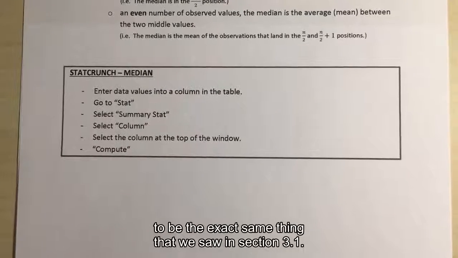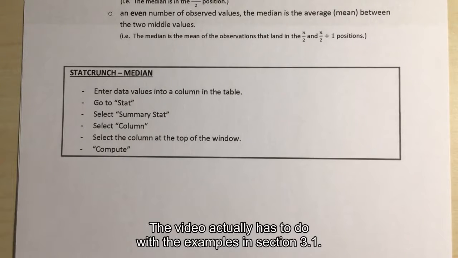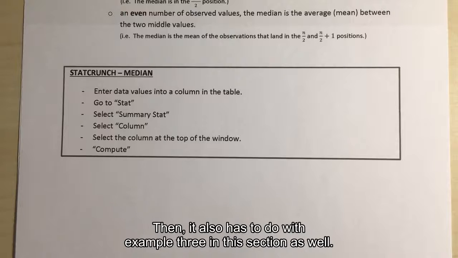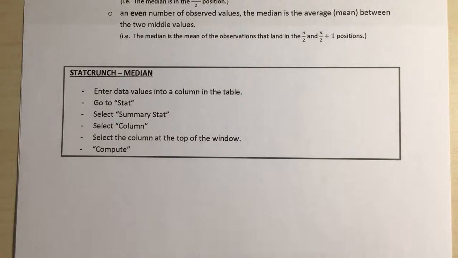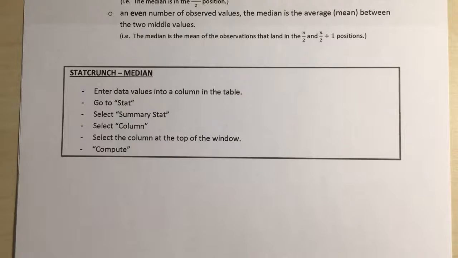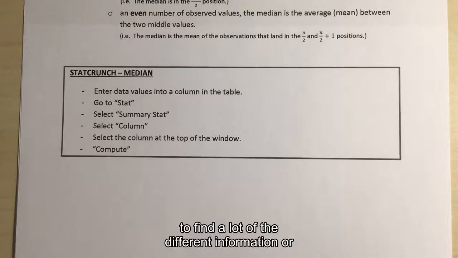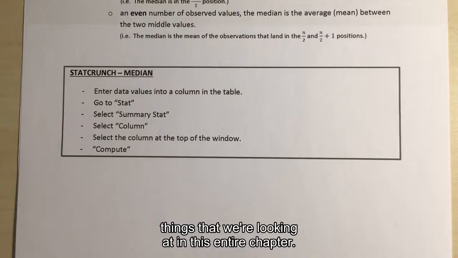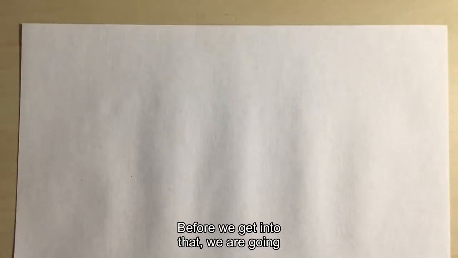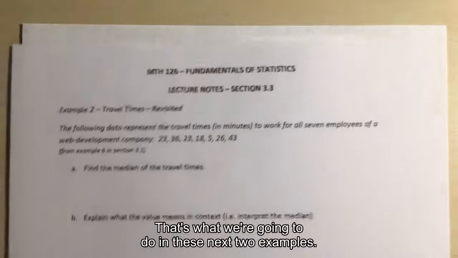As far as our calculations in StatCrunch, they are going to be the exact same thing that we saw in section 3.1. So we are going to be able to refer back to that video. The video has to do with the examples in section 3.1, and also with example 3 in this section. It shows how, when we're looking at a data set, we can use the same command in StatCrunch to find a lot of the different information in this entire chapter. Before we get into that, we are going to go through and talk about calculating a median by hand. So that's what we're going to do in these next two examples.